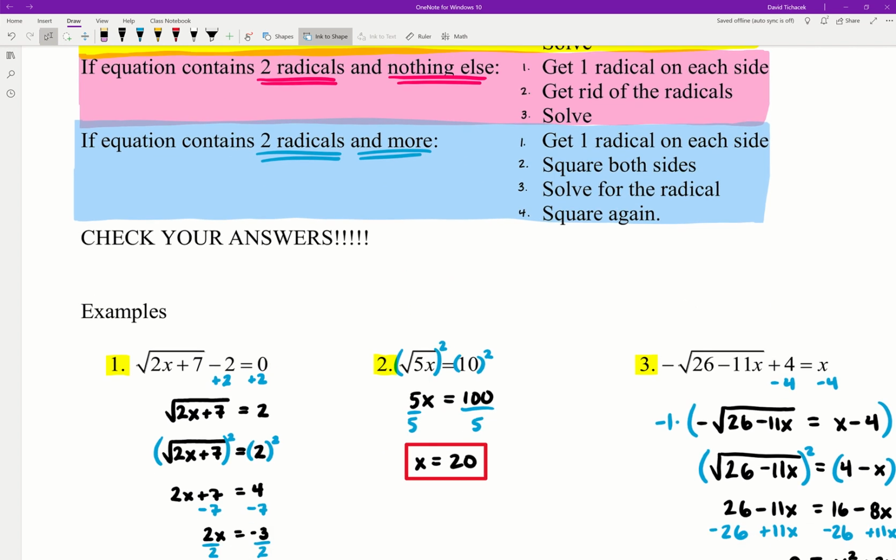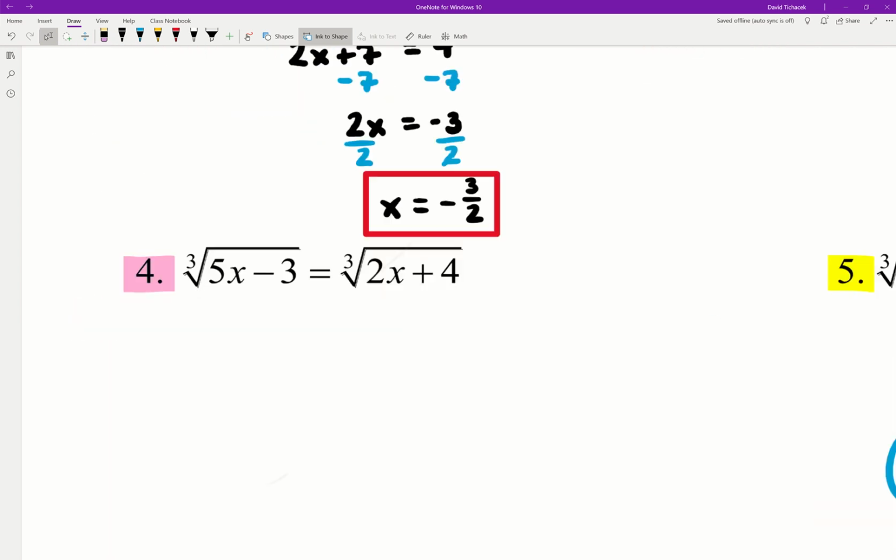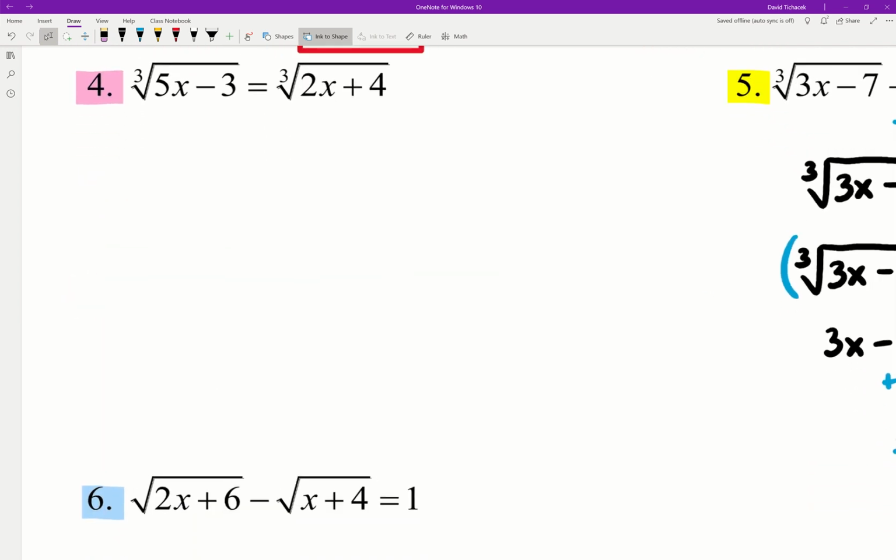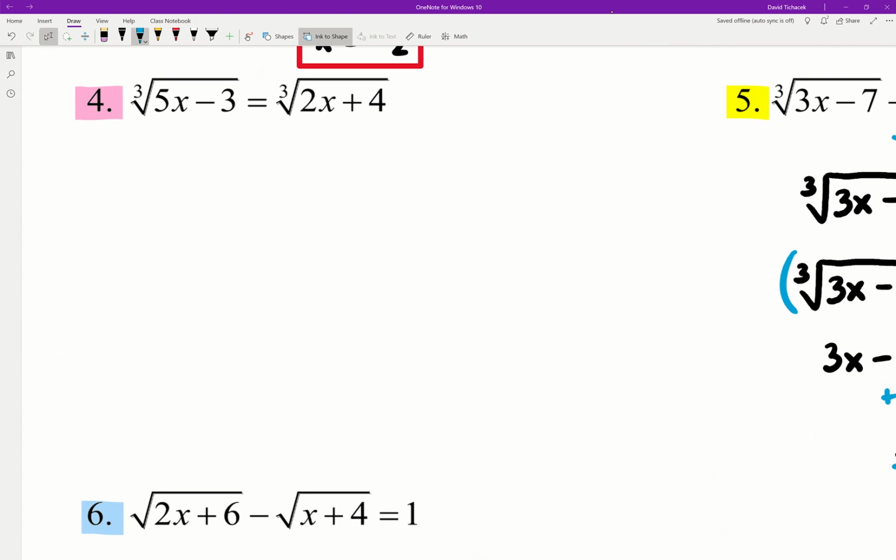And then it says to get rid of the radicals. And remember how we always do that? We always go through and we raise both sides to the power of the index. So because we're dealing with a couple of cube roots here, we're going to go ahead and raise both sides to the power of 3 to start us off. So let's go ahead and do that. That's going to undo the cube root and just leave us with 5x minus 3, and that is going to be equal to 2x plus 4.